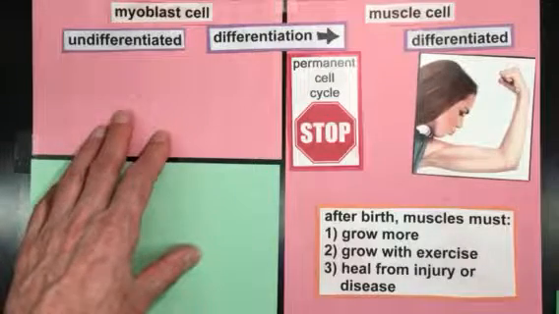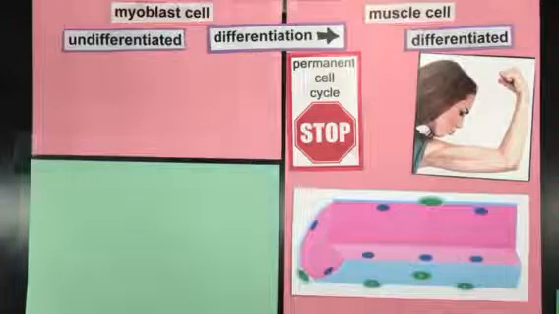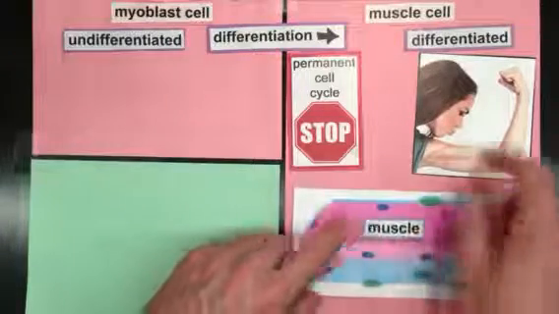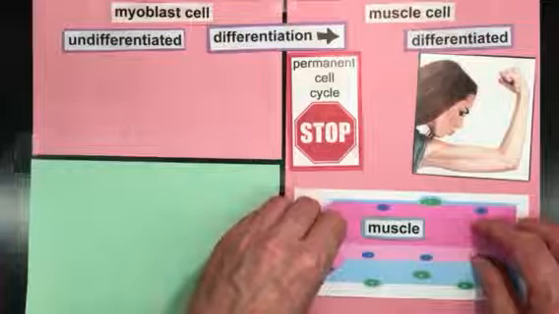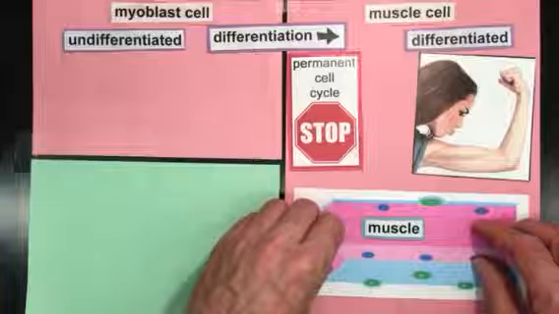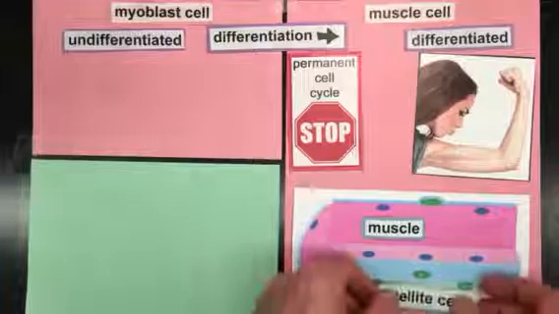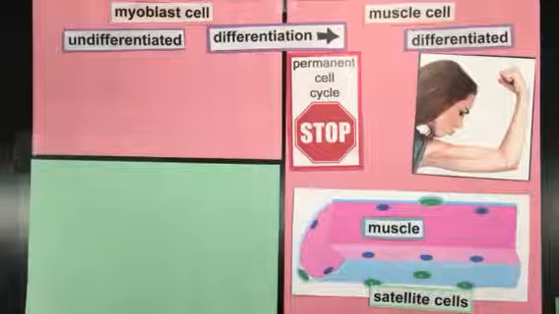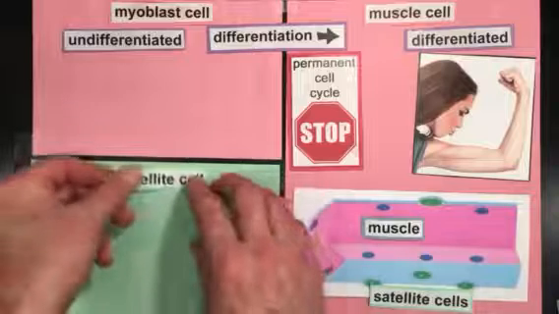The answer is to look inside our arm at a muscle, and this is a muscle fiber, and the pink are the muscle cells that are differentiated and have the contractile proteins that can contract and move our body. Lining the muscle fibers in our body muscles are cells called satellite cells. And that's what our third cell is here.